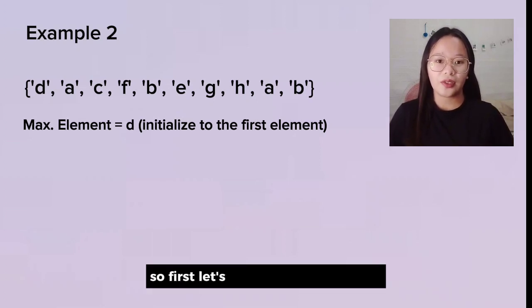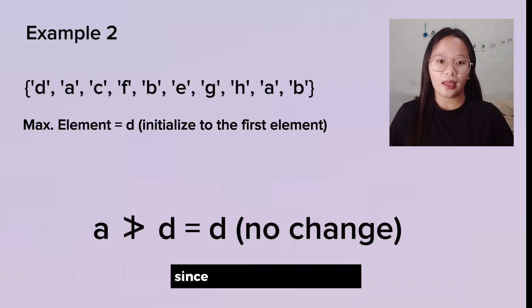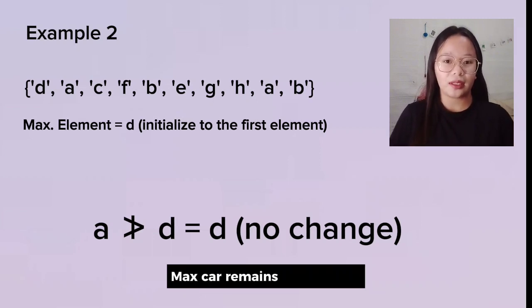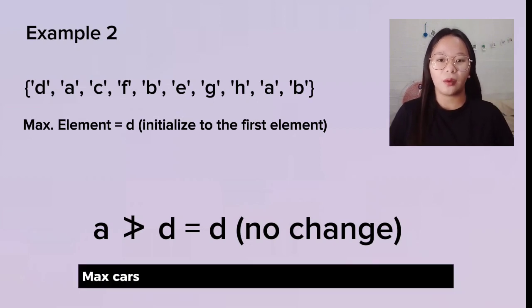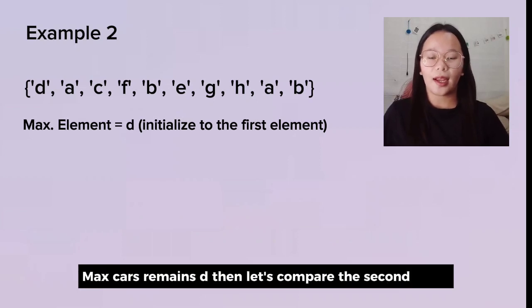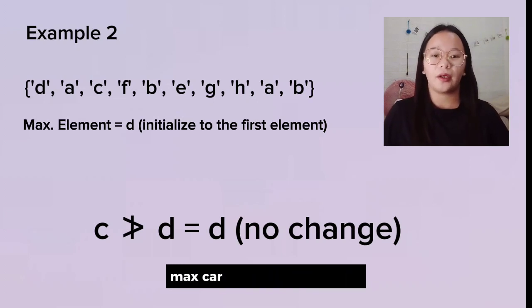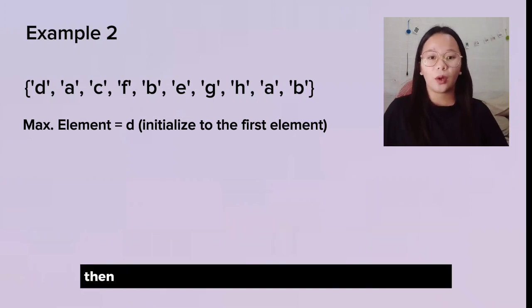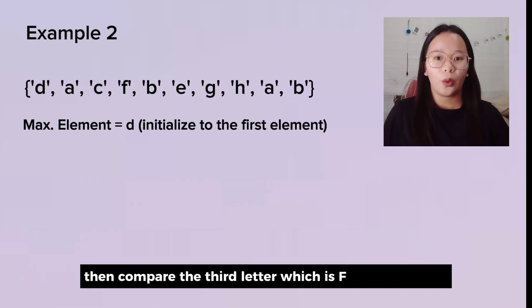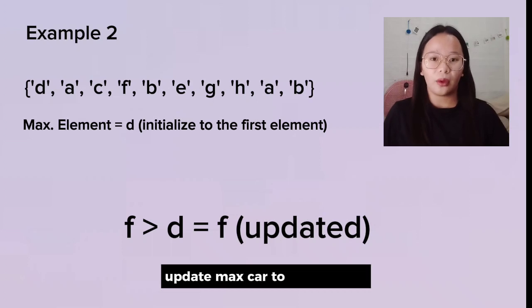So first, let's compare the first letter, which is A, with max char D. Since A is not greater than D, max char remains D. As a result, there is no change. Max char remains D. Then let's compare the second letter, which is C, with max char D. Since C is not greater than D, max char remains D. As a result, there is no change. Max char remains D. Then compare the third letter, which is F, with max char D. Since F is greater than D, update max char to F. As a result, the max char is updated to F.